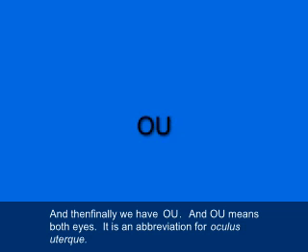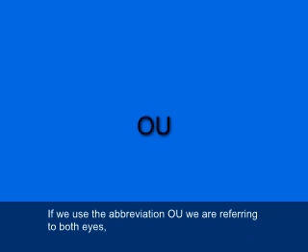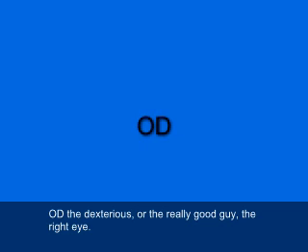And then finally we have OU. And OU means both eyes. It's an abbreviation for oculus uterque. And I like to remember this one just thinking U for universal. That would mean all of it, which would mean all of the eyes. So if we use the abbreviation OU, we're referring to both eyes. OS, the sinister left eye, and OD, the dexterous, or the really good guy right eye.